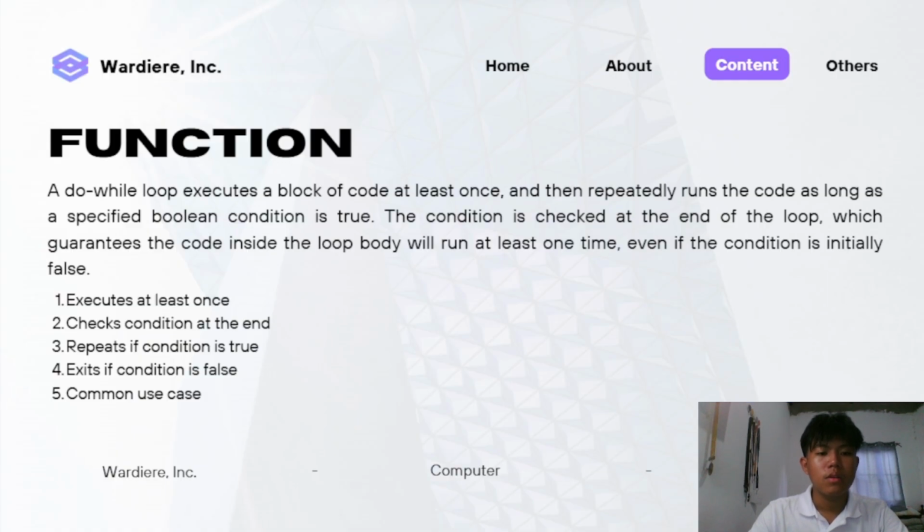Function. A do-while loop executes a block of code at least once and then repeatedly runs the code as long as the specified Boolean condition is true. The condition is checked at the end of the loop, which guarantees the code inside the loop body will run at least one time, even if the condition is initially false. One, it executes at least once. Two, it checks the condition at the end. Three, it repeats if the condition is true. Four, it exits if the condition is false.